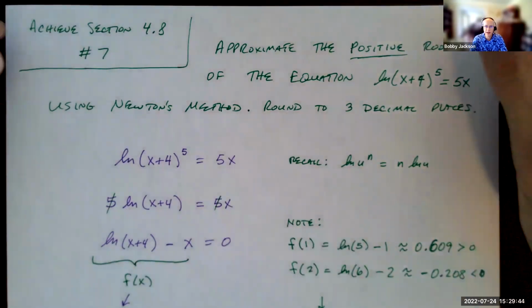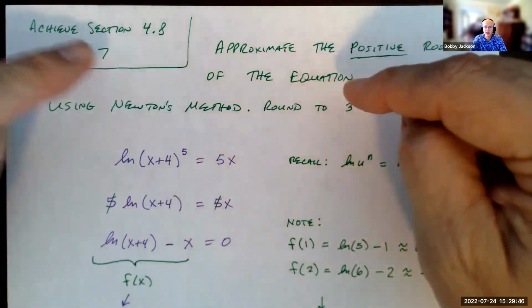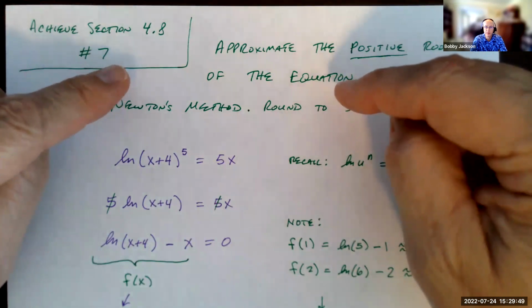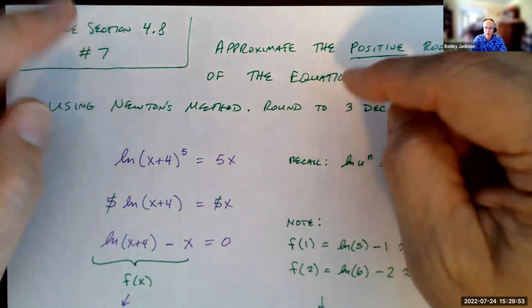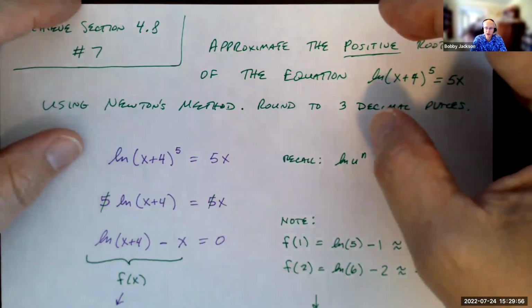Hey everyone, we're going to look at number 7 in section 4.8. This is on Newton's method. I think this may be the last problem in that section. There's only 7 to do. Make sure that you're able to understand this process.